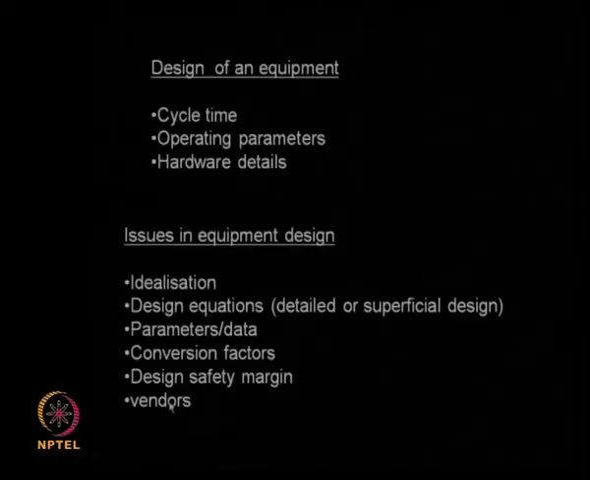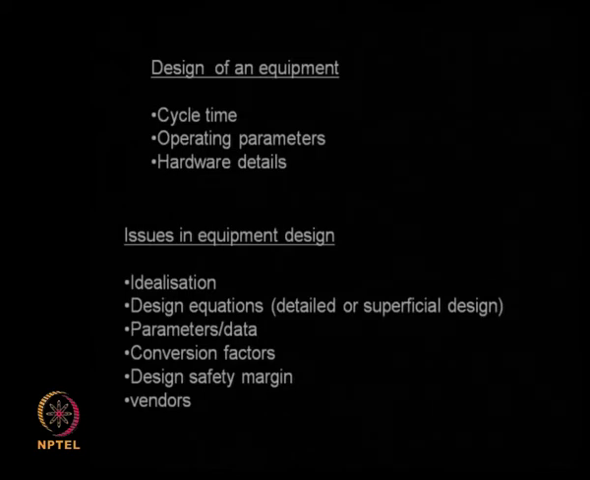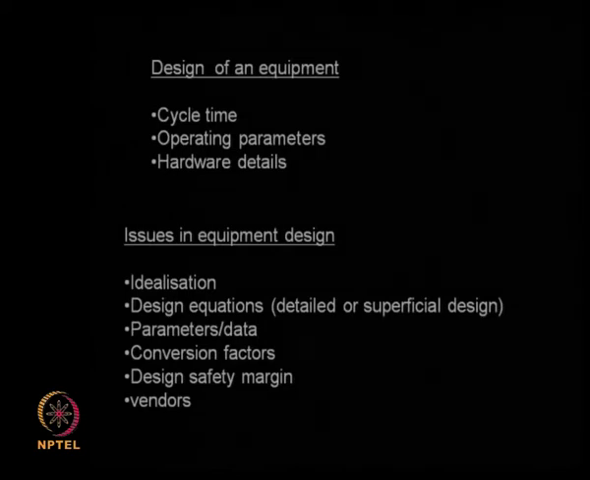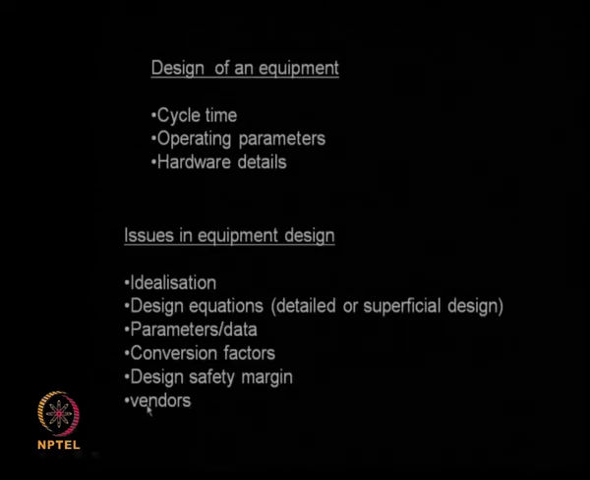And finally vendors, you should know who are the vendors manufacturing. If I want to buy a centrifuge, I should know who manufactures centrifuge in India or outside India. If I want to buy a distillation column, I should know who manufactures various distillation columns, various types of distillation columns. If I want to buy a motor for agitation, who are the various vendors. So you need to know the vendors available in India or outside India.